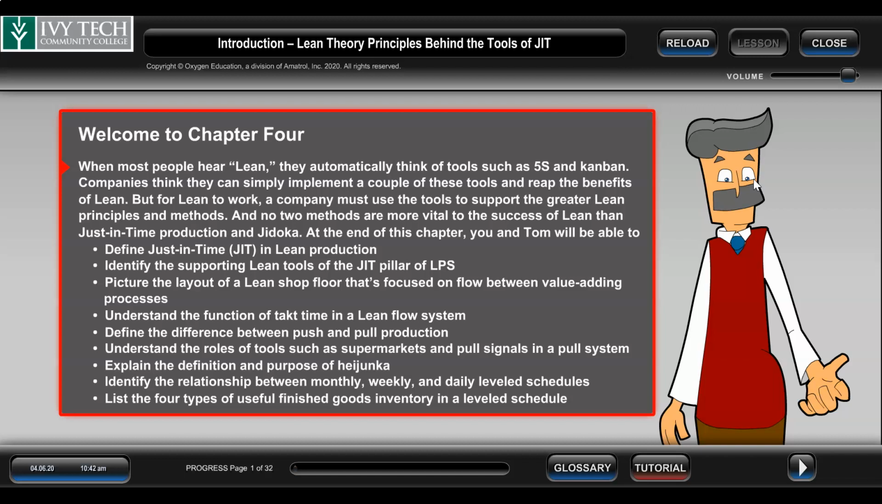At the end of this chapter, you and Tom will be able to define just-in-time, JIT, in Lean production, identify the supporting Lean tools of the JIT pillar of LPS, picture the layout of a Lean shop floor that's focused on flow between value-adding processes, understand the function of takt time in a Lean flow system, define the difference between push and pull production, understand the roles of tools such as supermarkets and pull signals in a pull system, explain the definition and purpose of Heijunka, identify the relationship between monthly, weekly, and daily leveled schedules, and list the 4 types of useful finished goods inventory in a leveled schedule.